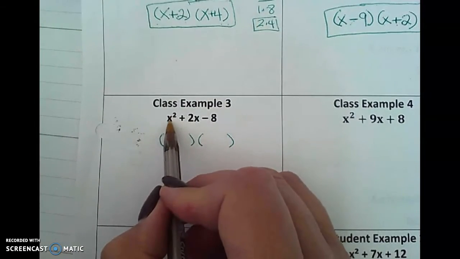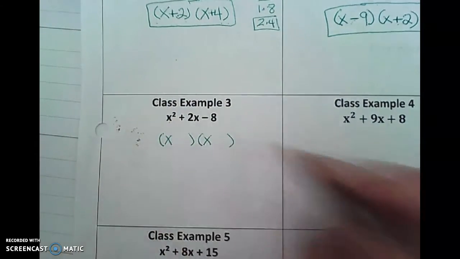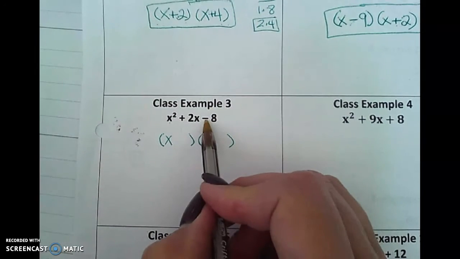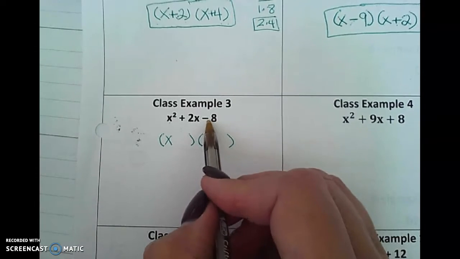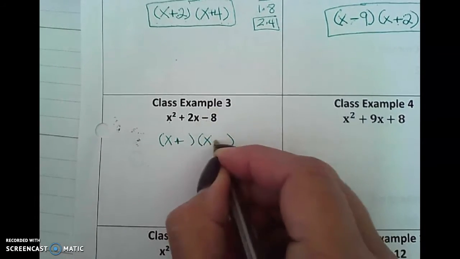We can split this x up. X times x is x squared. I have a negative third term, so it has to multiply to be a negative. Anytime you have a negative third term, your signs are going to be a plus and a minus.